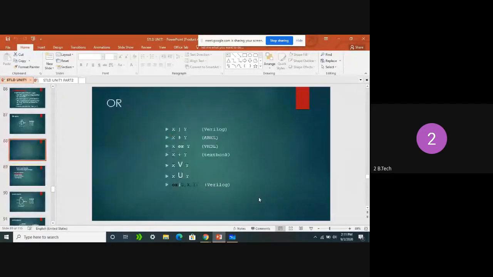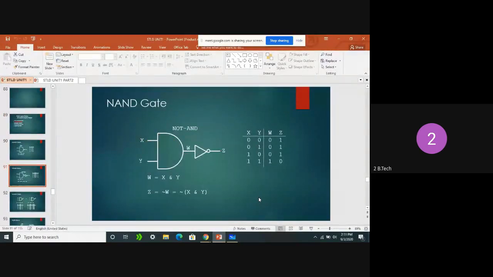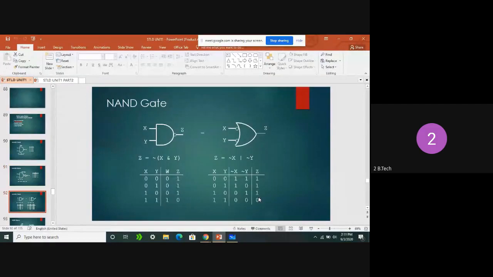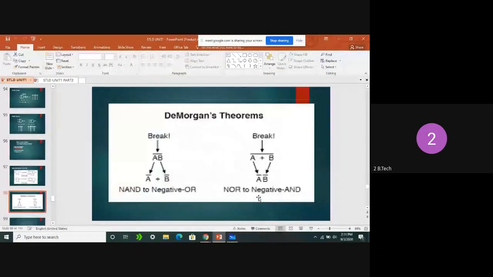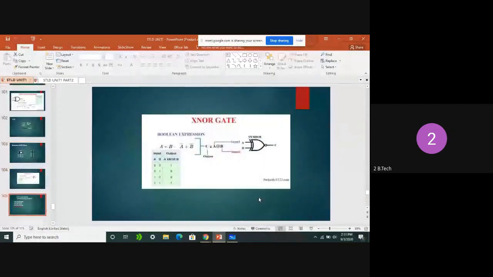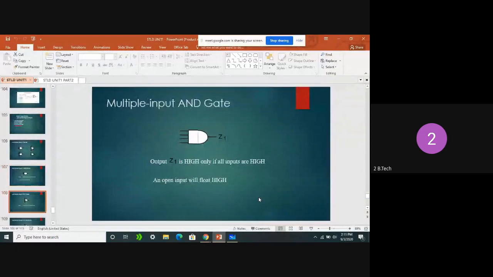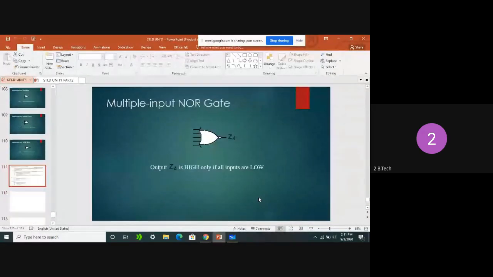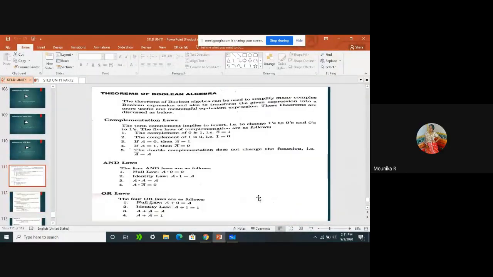All these are the symbols and laws, and we also discussed the basic gates like NOT gate, AND gate, OR gate. We saw the relation between AND gate and NAND gate, the XOR operation, and some multiple input gates. These complementation laws are completed, AND laws completed, and OR laws also completed.